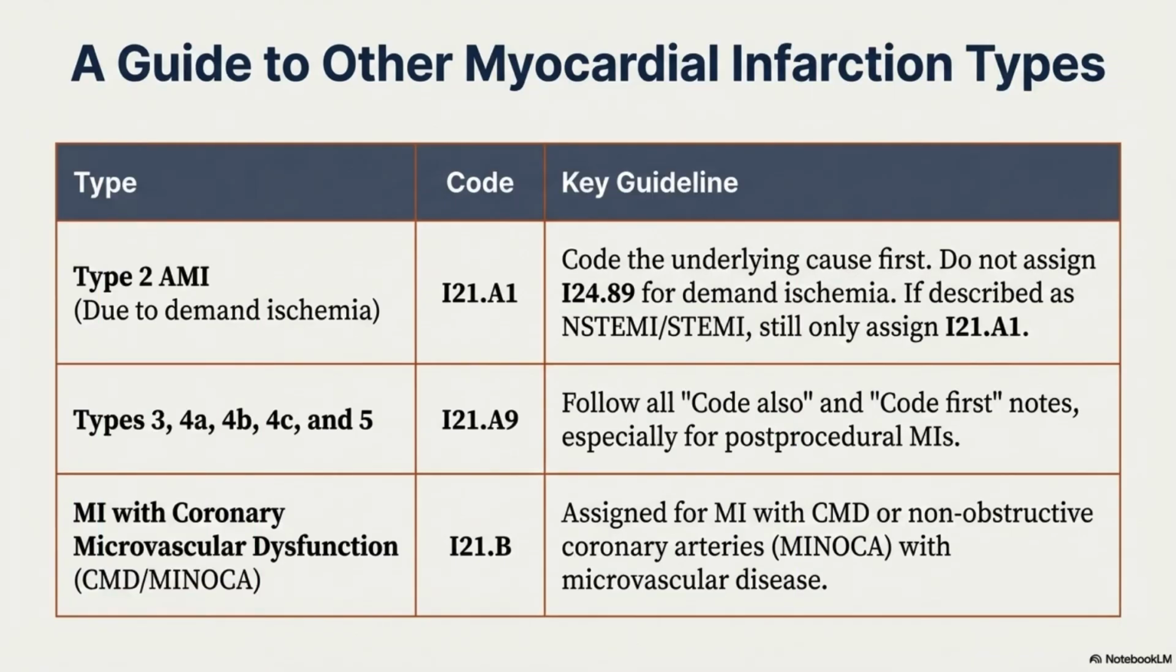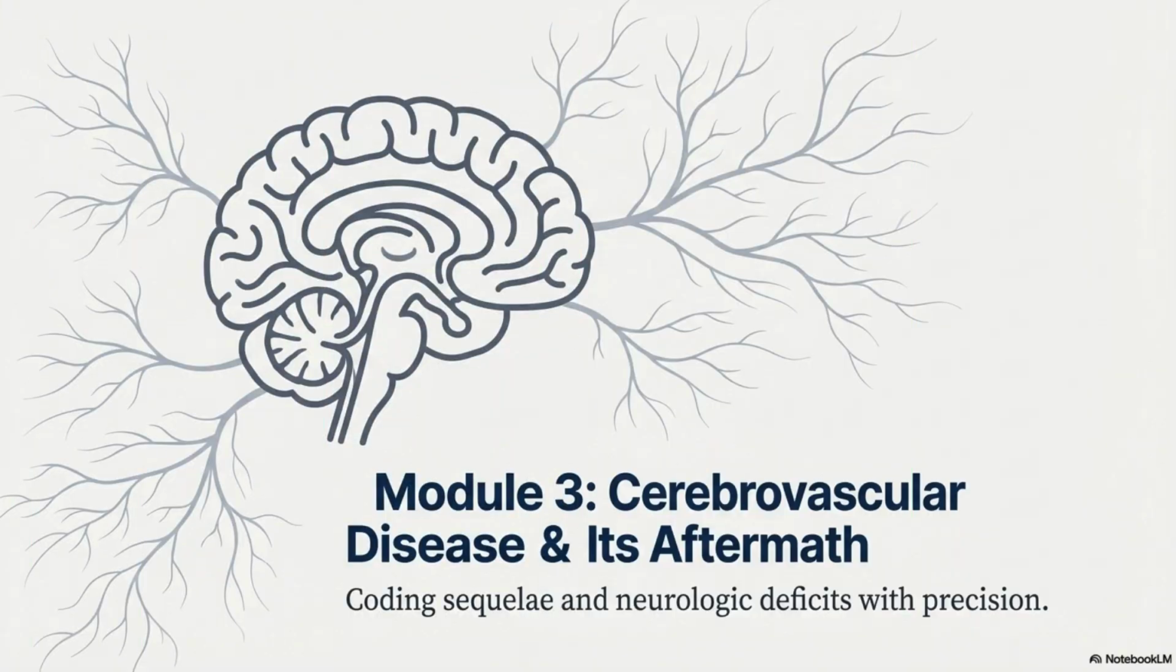Type 2 MI, I21.A1, is assigned when the infarction is caused by demand ischemia, meaning the heart's oxygen needs exceed supply due to another condition. Types 3 to 5 MI, I21.A9, are used for less common acute myocardial infarction types. Be sure to follow all code first and code also instructions, especially for post-procedural events. MI with coronary microvascular dysfunction, I21.B, is reported when the myocardial infarction occurs with coronary microvascular dysfunction or non-obstructive coronary arteries. Now let's move into strokes and their aftermath.